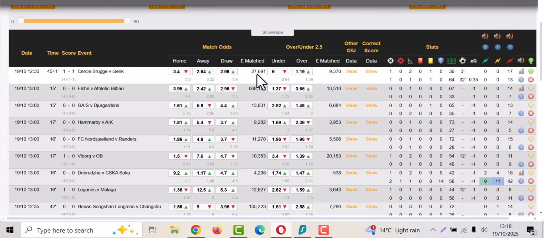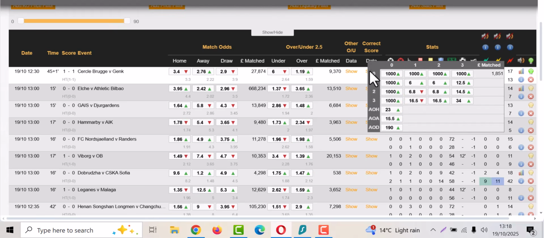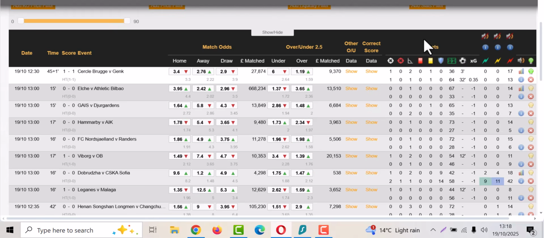So we have the matched amounts for each of the markets and the match odds. We have the under over 2.5. Got the other under overs and of course all of the correct score markets. Over here, all the important stats. We have the shots on target, off target, corners, red cards, yellow cards, dangerous attacks, possession, time since the last goal. And this is one of the new features we have.